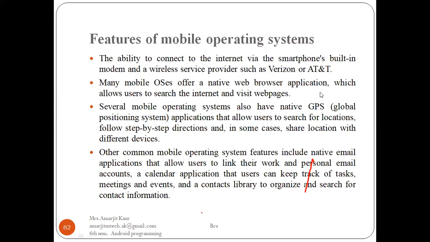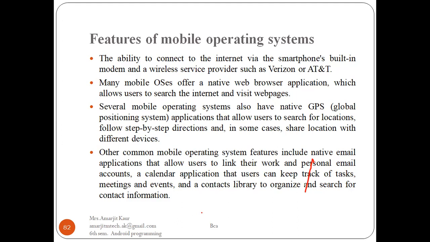These are also features of the mobile operating system. The ability to connect to the internet via the smartphone, a modem, and a wireless service provider such as Virgin or AT&T. Many mobile operating systems offer a native web browser application which allows users to search the internet and visit web pages. Several mobile operating systems also have a native GPS, global positioning system, application that allows users to search for locations, follow step-by-step directions, and in some cases share location with different devices.